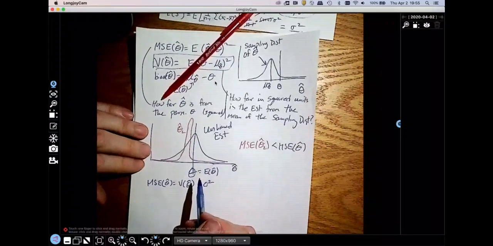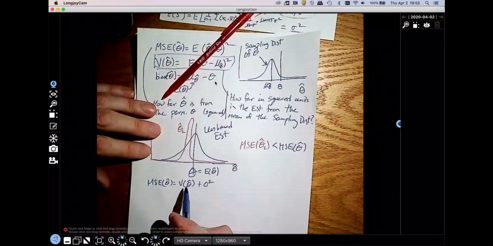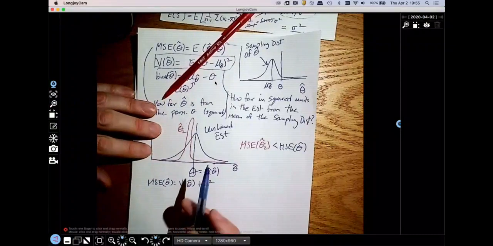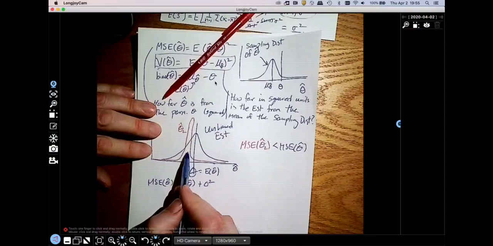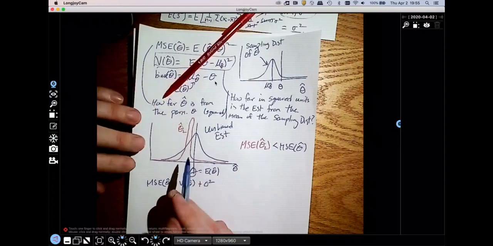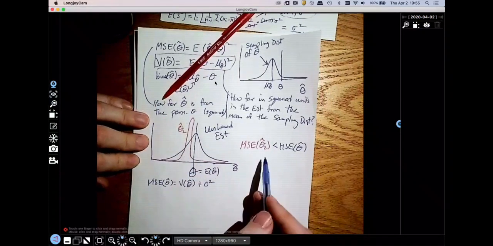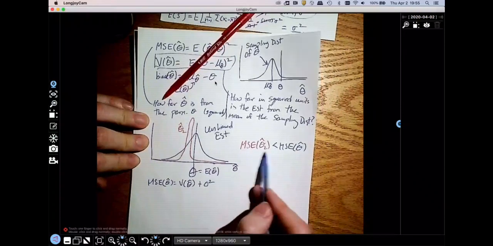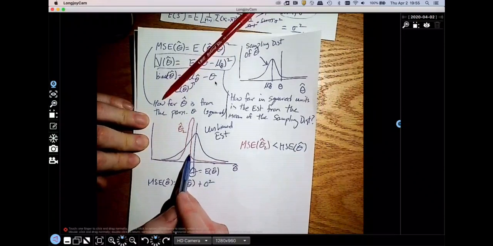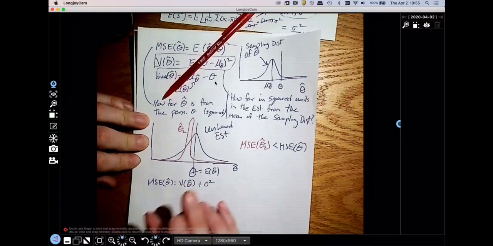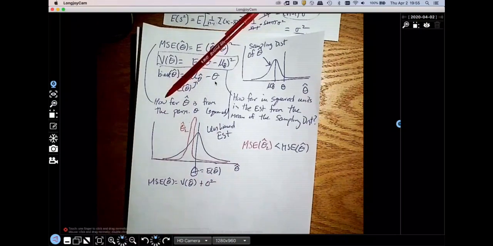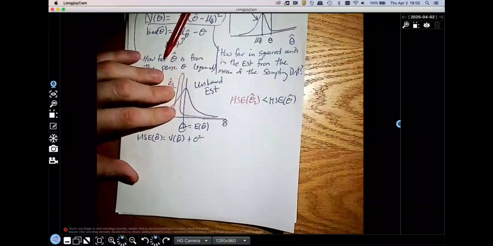And so that's an example of a bias-variance trade-off where I introduce a little bit of bias, but I can reduce my variance substantially to the point where I actually think I'm closer to the parameter with this estimator than with this estimator. All right, so that hopefully gives you some intuition.